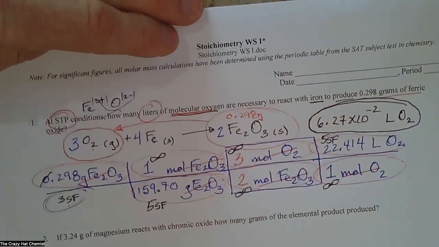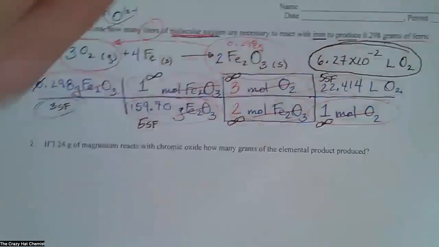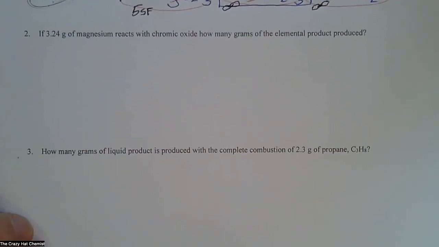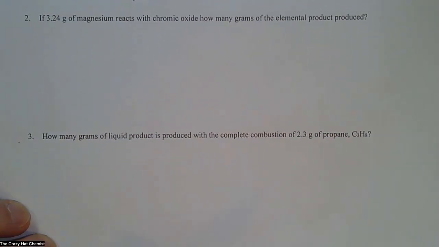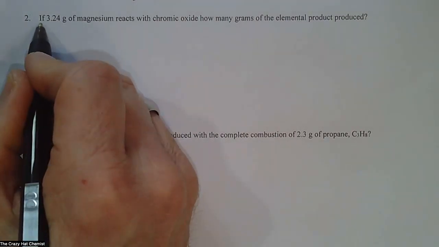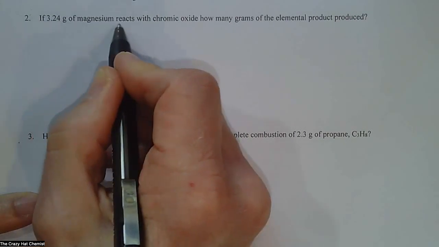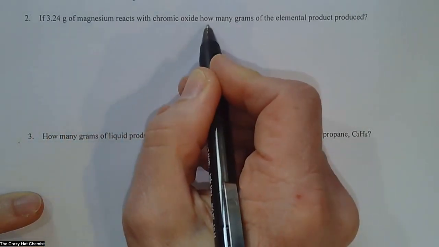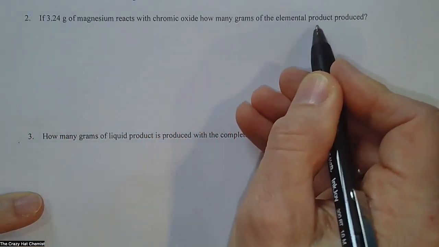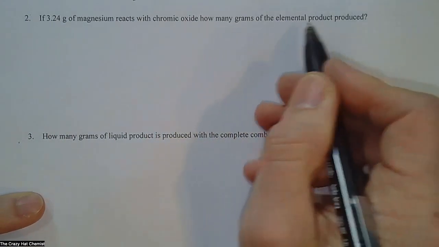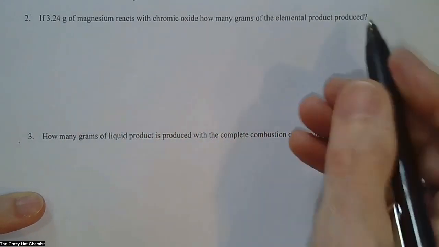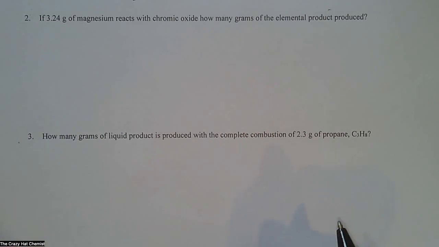All right. So let's move on to the second problem on this worksheet. And here we go. There's this one right here. So this next problem here, let's see if we can hammer this one out. It says if 3.24 grams of magnesium reacts with chromic oxide, how many grams of the elemental product is produced? Missed the word is there, but hopefully you got that.